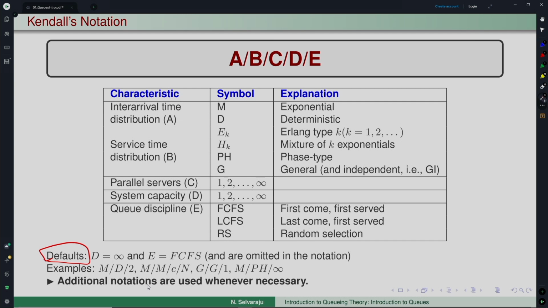So, these are all the characteristics of the queuing system which you need to describe in order to describe the system completely.